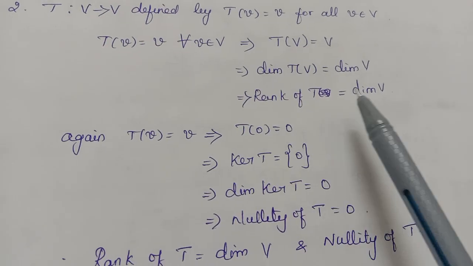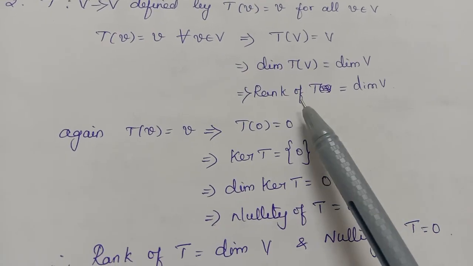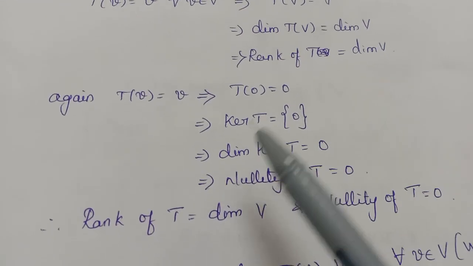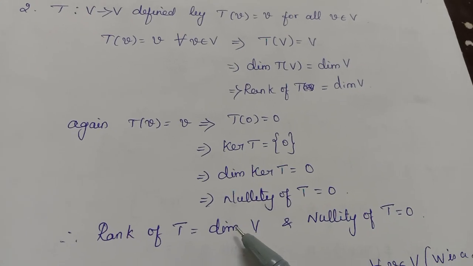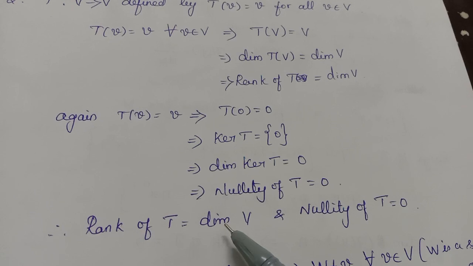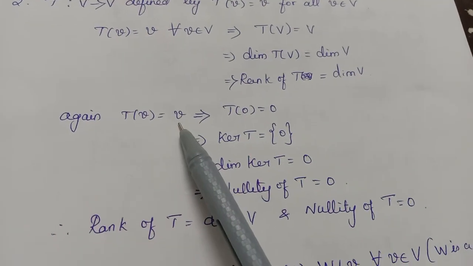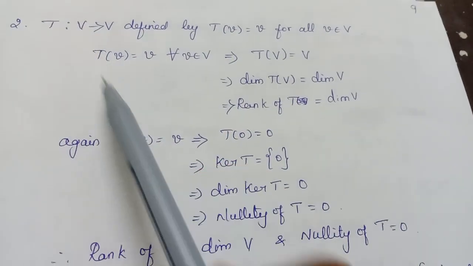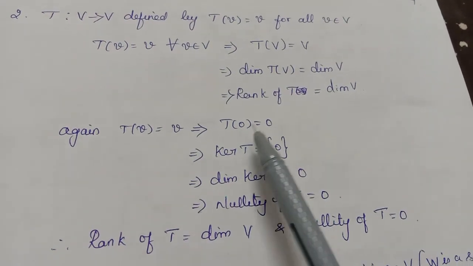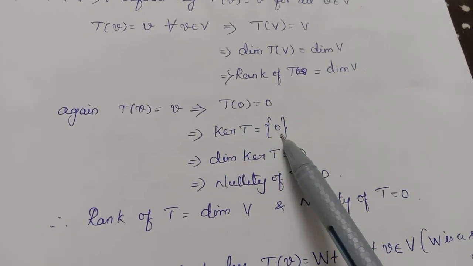So rank plus nullity must be equal to dimension. So when the rank itself is equal to dimension, nullity is equal to 0. But I will show you how to find the nullity. If you want to find the nullity of T, how to find? See here, T of v equal to v, they have given, no. So only for the 0 element of this domain, T of 0 will be 0. That means kernel of T equal to 0.